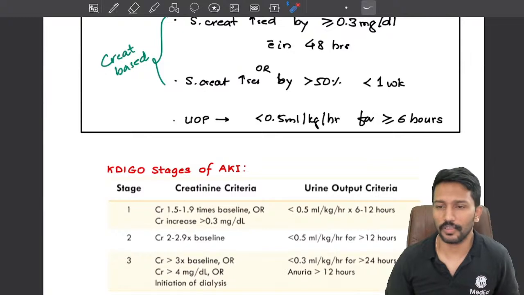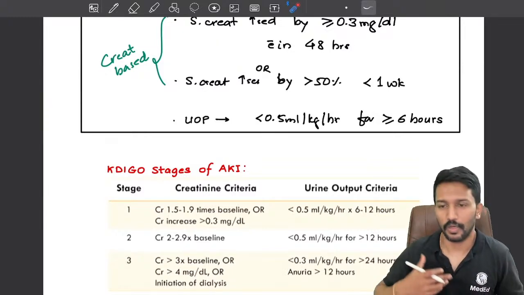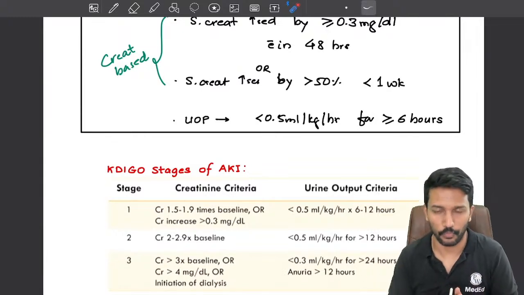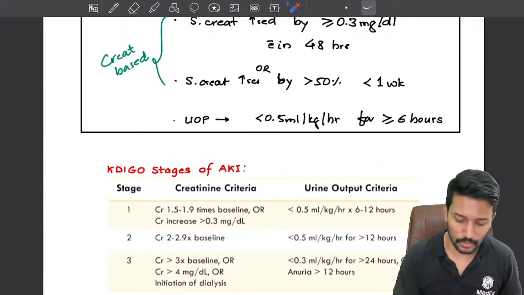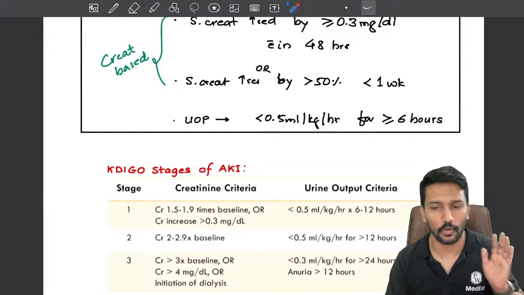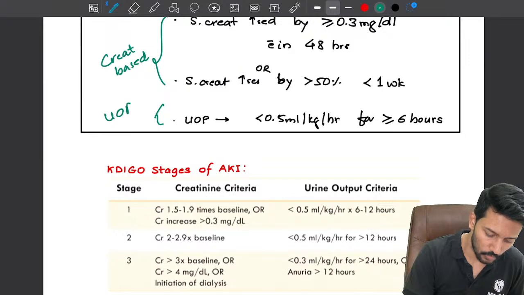That condition will not be called acute kidney injury. In that case, after exercise or some hot, heated environmental exposure, everyone would be defined as AKI. No. When your urine output is less than 0.5 ml per kg per hour for 6 hours or more, then we will call it AKI, right? So this is urine output based.